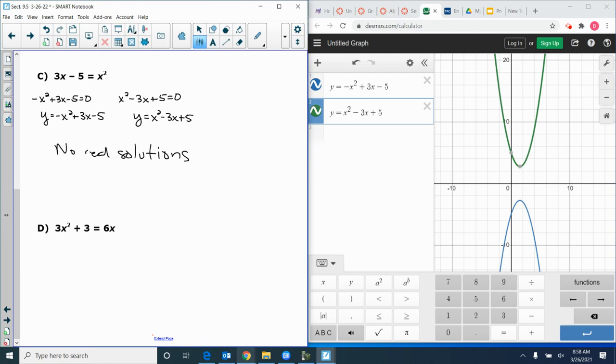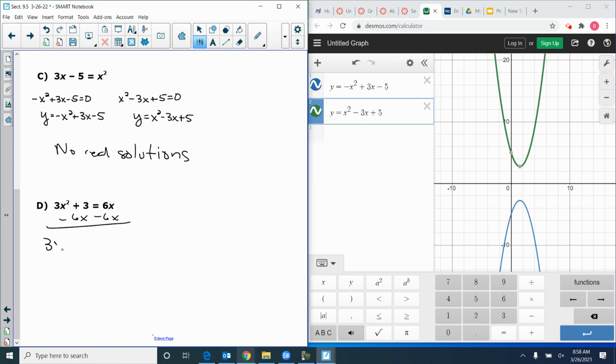All right, now for D, I need to move the 6x over. And so I subtract 6x, and I get y equals 3x squared minus 6x plus 3. Put the 6x, it's helpful to go in that order. And now go ahead and, well, it should be equals 0. I jumped the gun here a little bit. Hold on here. That should have been the next step.